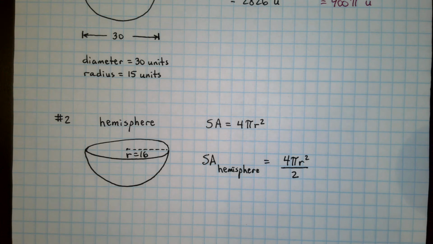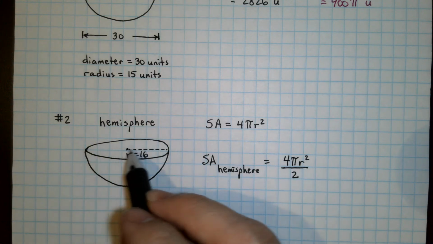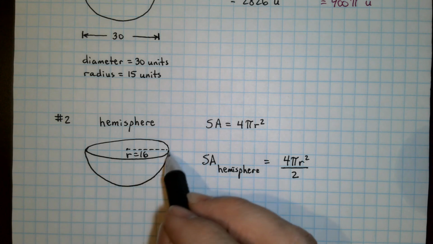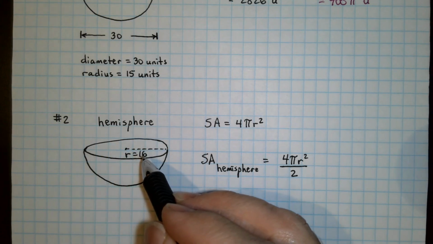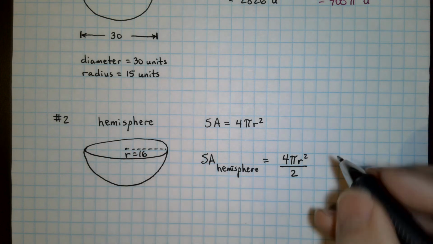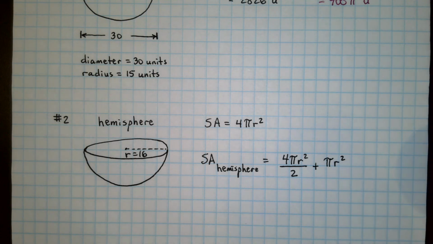But that's not all of the surface. That's just the curved part of the surface. When this sphere is cut in half, you're left with this flat portion here on the top of this diagram that is a circle. And we know that the area of a circle is pi r squared. So that's an additional surface that we need to include.